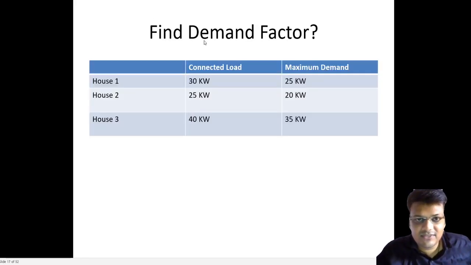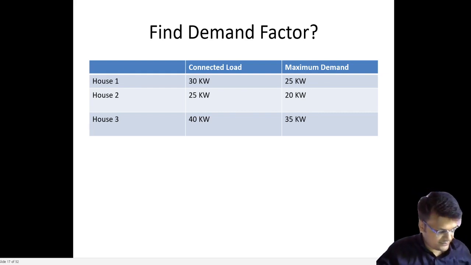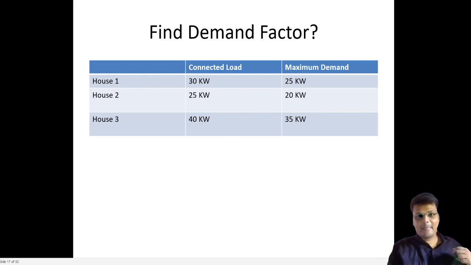So now the question: what is the demand factor in this question? The question is: three houses have a connected load of 30 kilowatt, 25 kilowatt and 40 kilowatt, and these houses respectively have a maximum demand of 25 kilowatt, 20 kilowatt and 35 kilowatt. So please calculate the demand factor. Who will give the first answer?